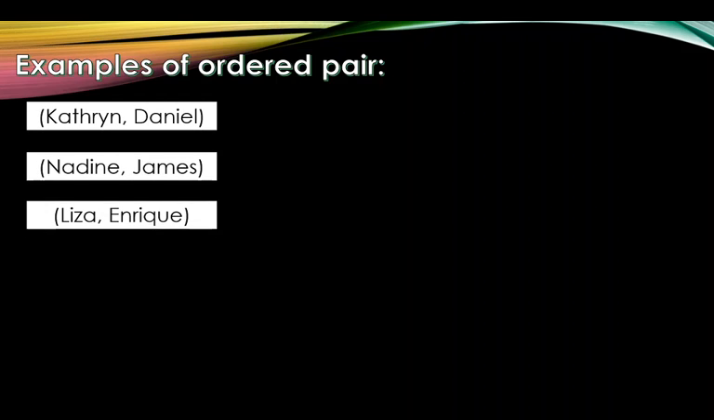Let us have examples of ordered pairs. Take a look at the following. We have Catherine, Danielle. We have Nadine, James. And we have Liza, Enrique. What can you say about this group of ordered pairs? Yes, love teams, right?